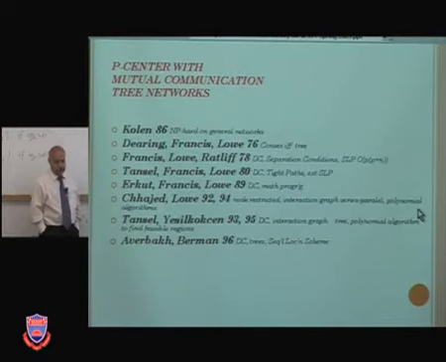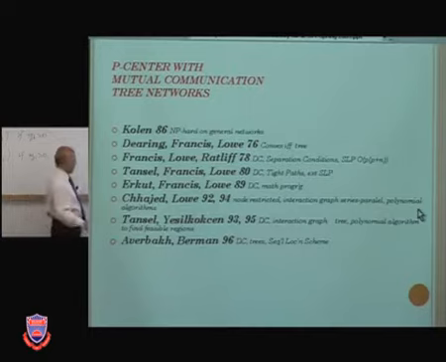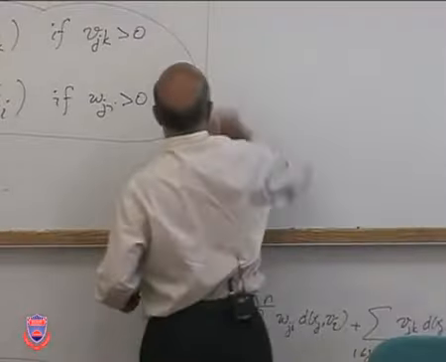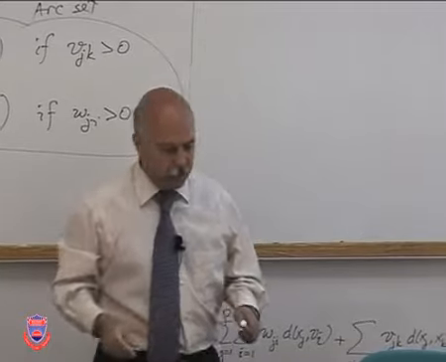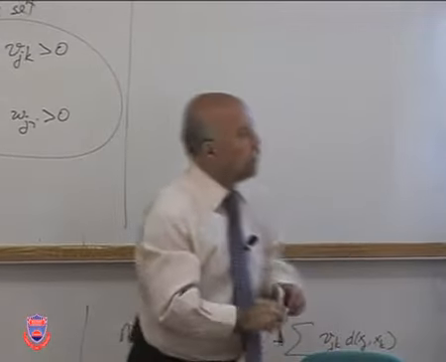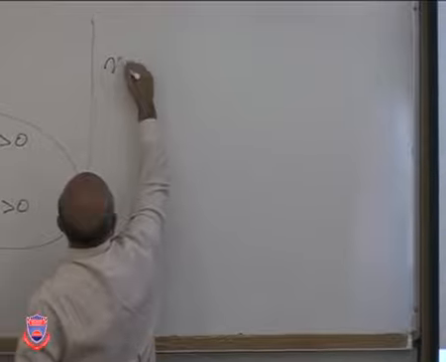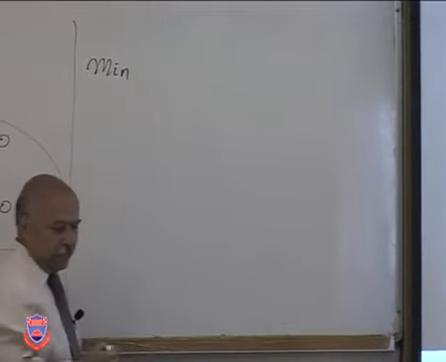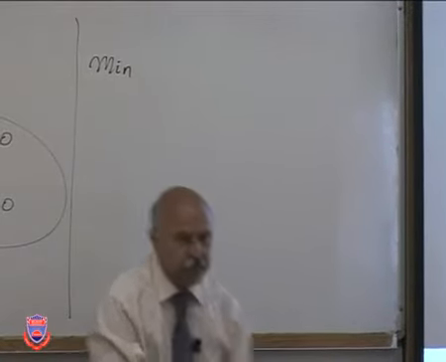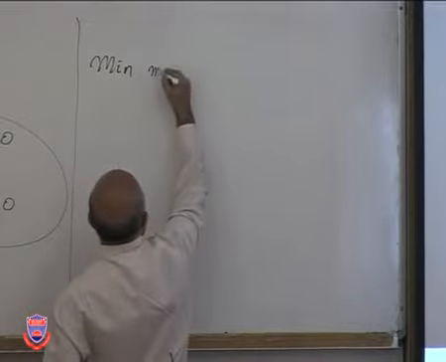Now the P-center with mutual communication. Again, in this case, essentially we've got the same situation as the P-median problem with mutual communication, except that you're trying to minimize the maximum of these distances.